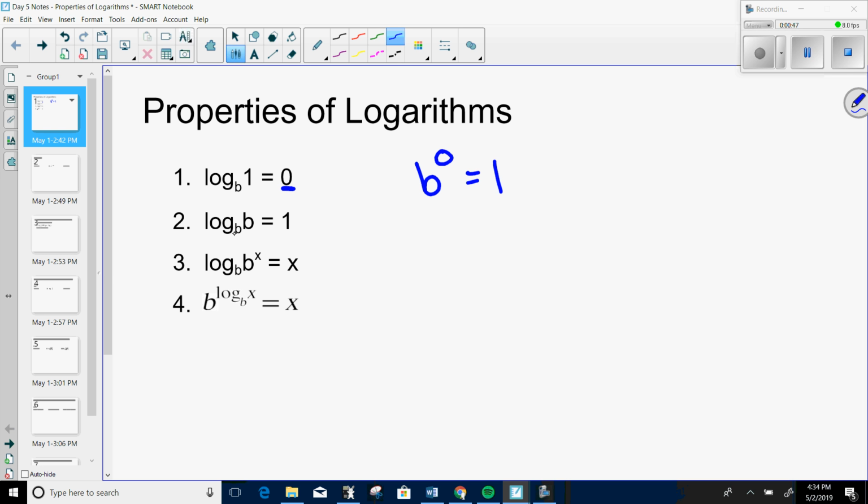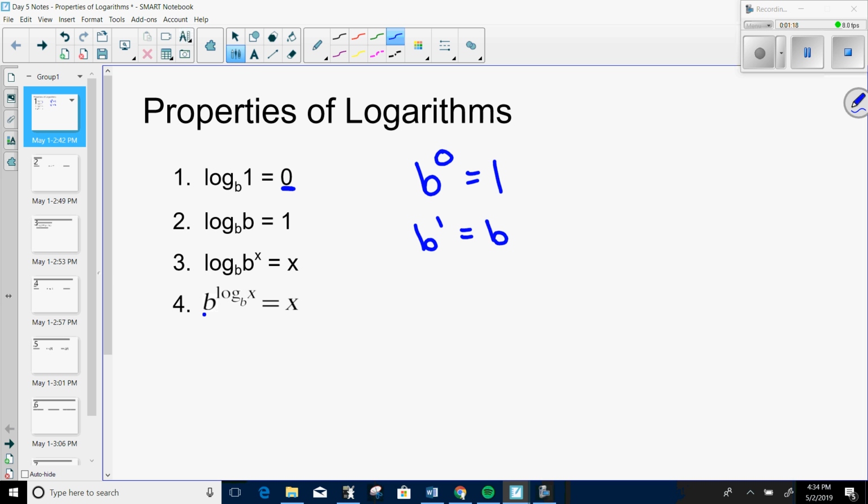The second one says log base b of b is equal to 1. Well, that would say b to the first power is equal to b, if you look at it in exponential form. b raised to what power is going to get me the same number of b? 1. This one here, log base b of b raised to the x. What happens here is you have log base b of b, which is 1, and then this log is really an exponent. So what do we do with an exponent raised to an exponent? We multiply them, so it'd be 1 times x, which is just x.